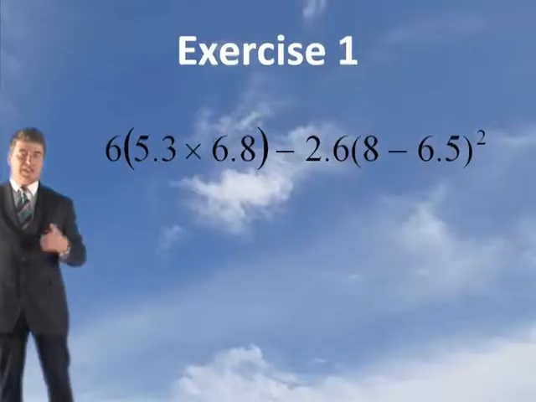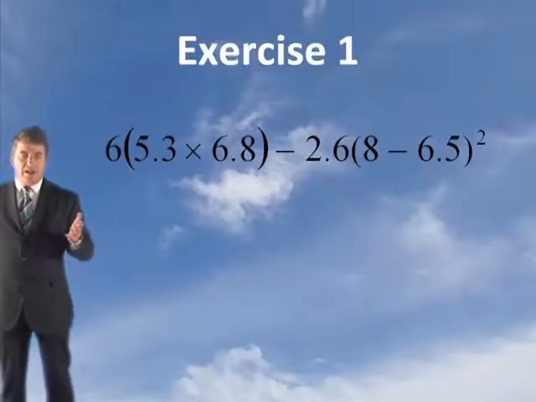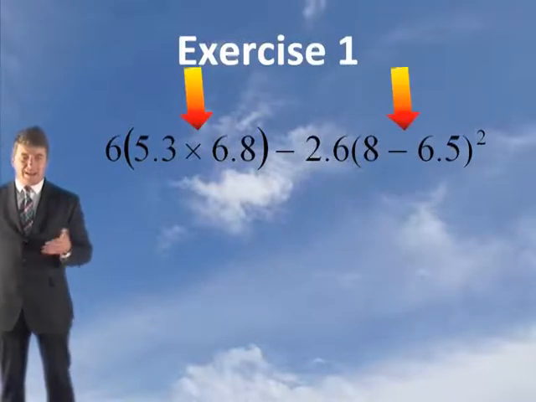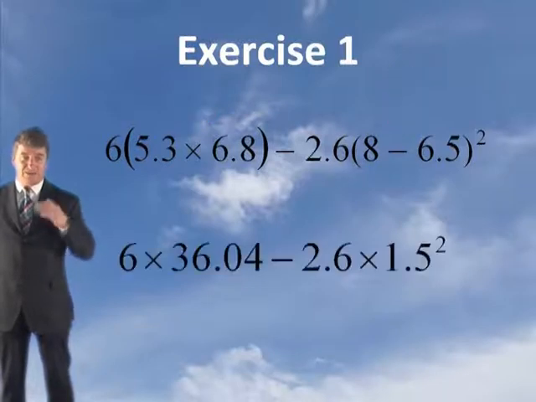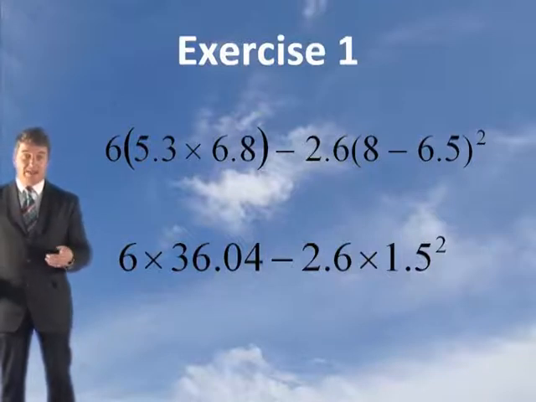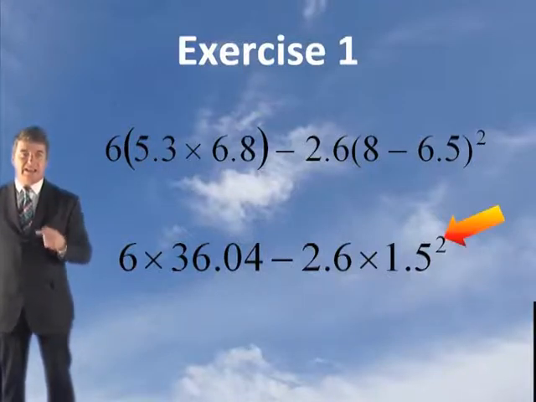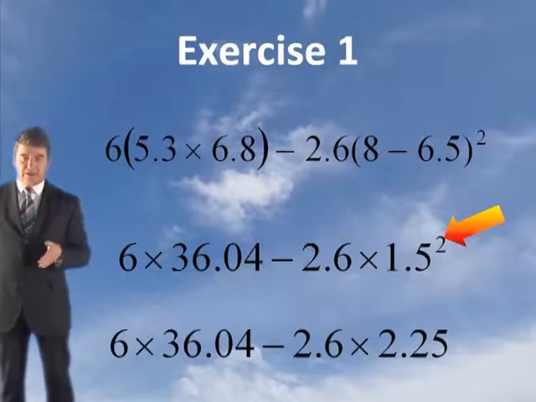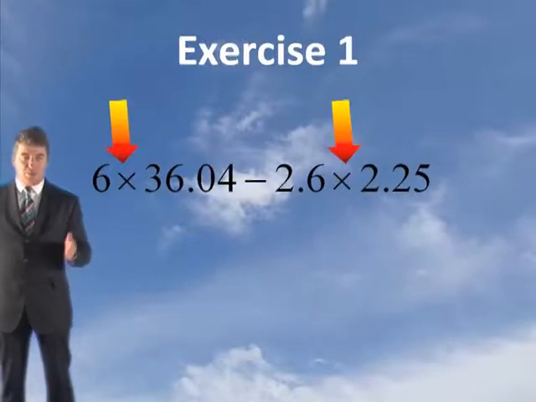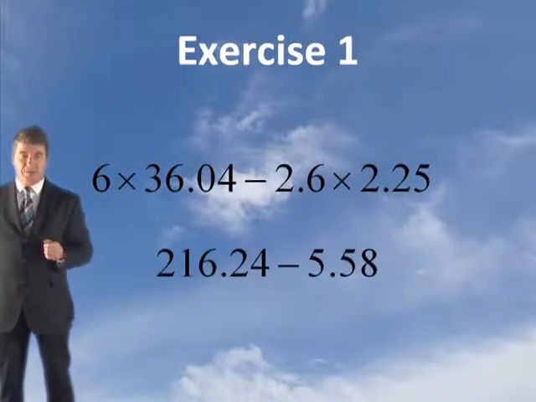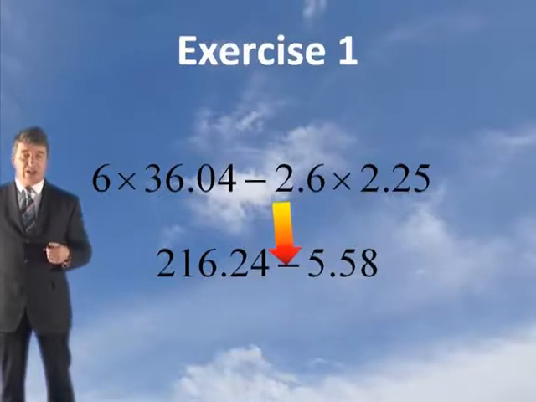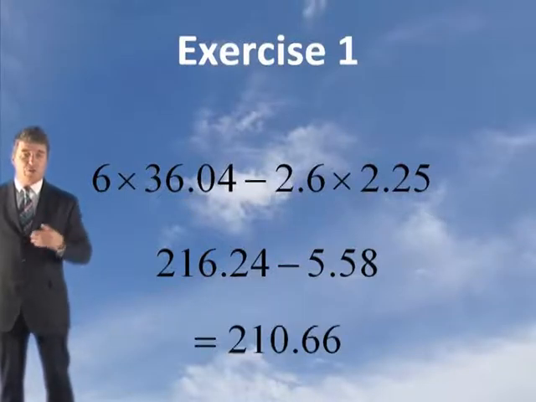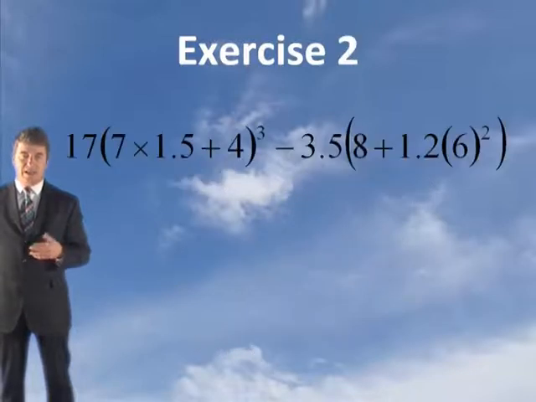Let's do a few examples. Let's determine this sum here. Let's use BIDMAS to solve this. What's the first thing we're going to do? Well, we're going to multiply out the brackets, aren't we? So we multiply out the numbers in the brackets, and you get this number here. Once you've removed the brackets, we go straight to BIDMAS. B brackets, I indices. Let's work out the indices. Well, 1.5 squared is 2.25. Then you carry out your multiplication, which gives you this number here. And finally, you carry out your subtraction. So the full answer is 210.66.